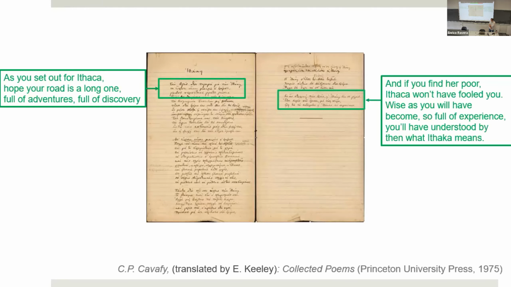Back to the poem by Cavafy. The last stanza of this poem reads that if you find Ithaca poor, so maybe if you publish in a low impact factor journal, Ithaca won't have fooled you, because wise you will have become, so full of experience, you will have understood by then what Ithaca means. So it's not the goal of finding out where lysozyme was, but rather the development of the methods that we followed, from the DNP with Bob to the mathematical denoising with Francesco, who is sitting here in the audience, that is what led us in this research.